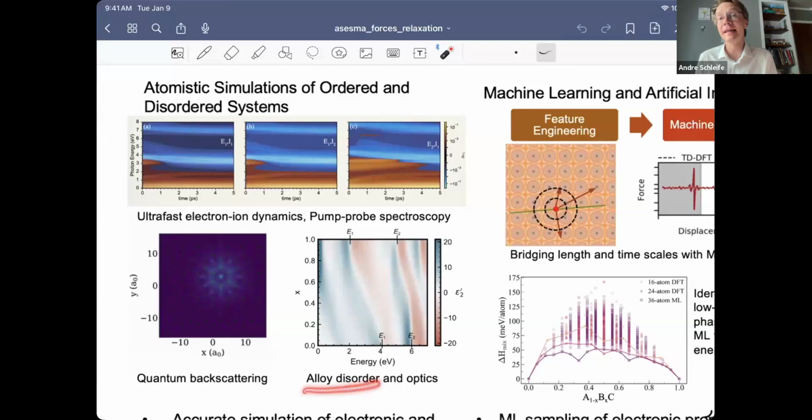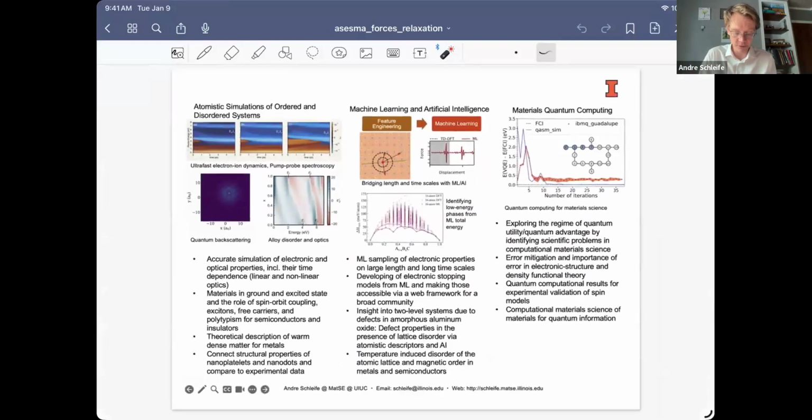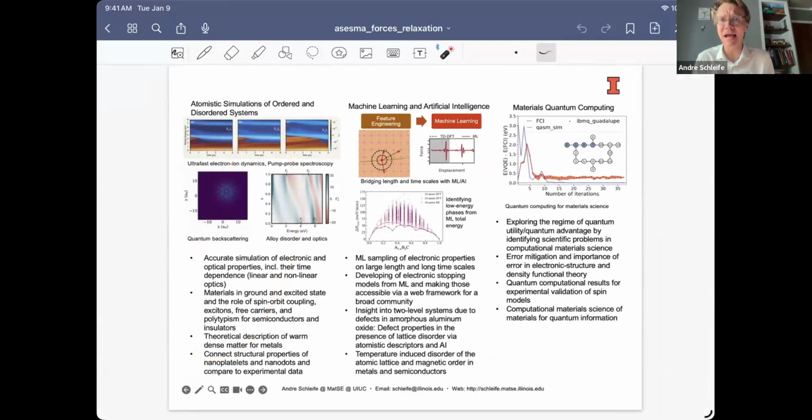It can also be an alloy. So we make a material that has disorder built in. So that is one of the things that we're looking at. I believe I can send you these slides after the presentation also, if you want to look in more detail. Thank you.